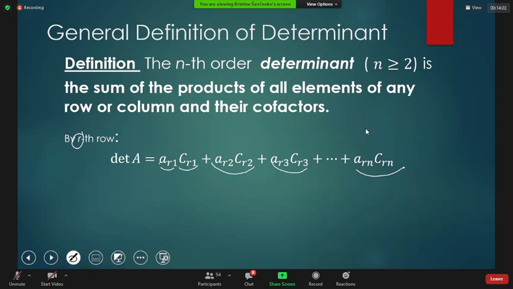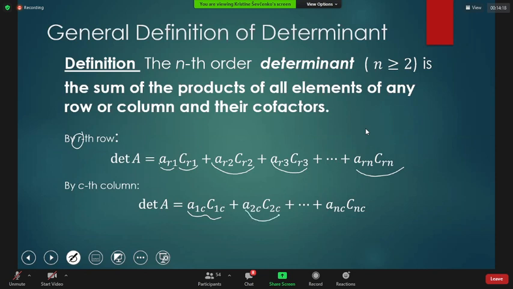And if we are expanding by the column number c, we do the same thing. Now pay attention. For each of these products, the second index is c. The second index is c, which means we are moving through the column number c in this case. So the column number c, we are moving through it.